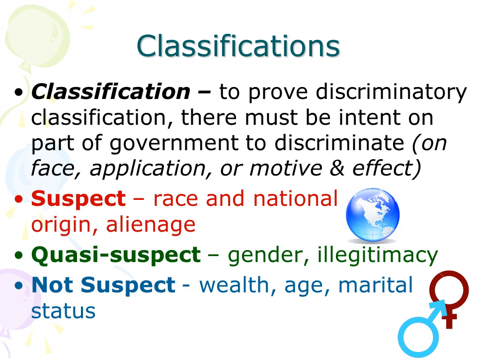So wealth, age, marital status, pretty much anything which is not those five who are listed is just going to get rational basis review as its standard of review when you're looking at whether or not that law should be upheld or whether it should be struck down.